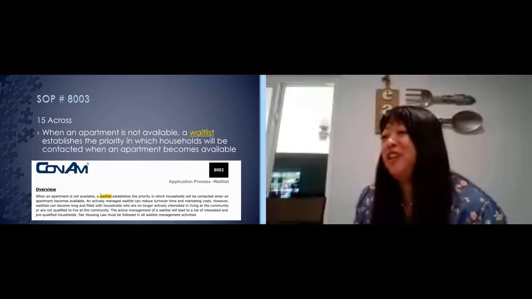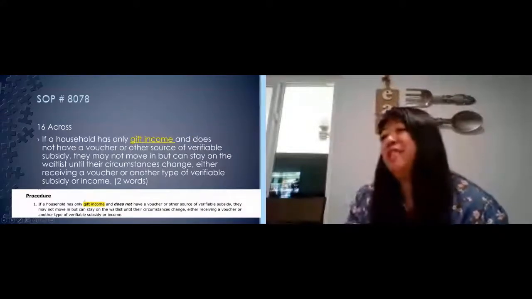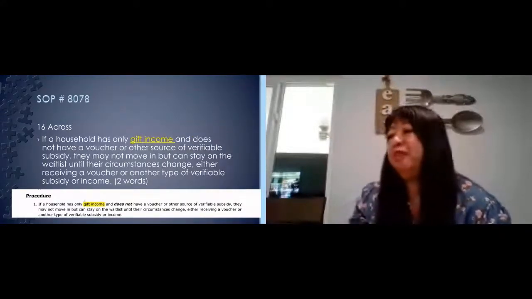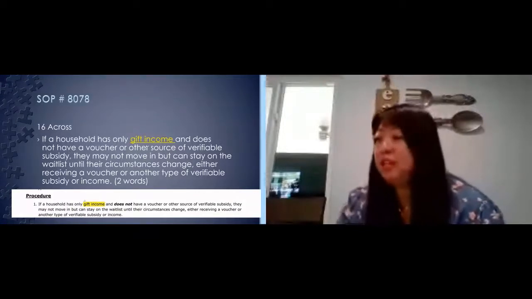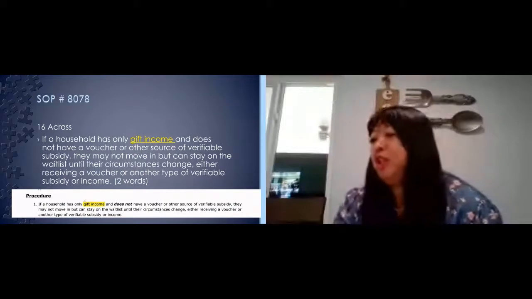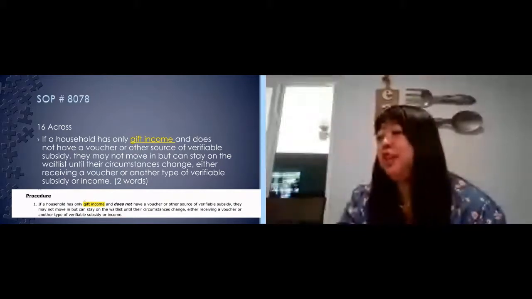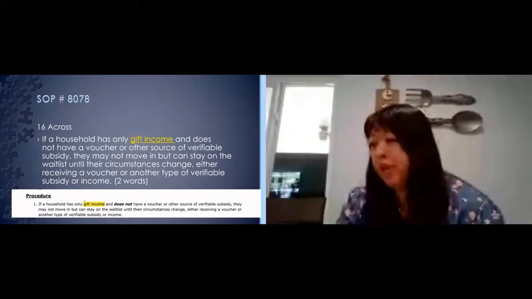And then 16 across, if a household has only gift income and does not have voucher or other source of verifiable subsidy, they may not move in but can stay on the wait list until their circumstances change, either receiving a voucher or another type of verifiable subsidy or income.